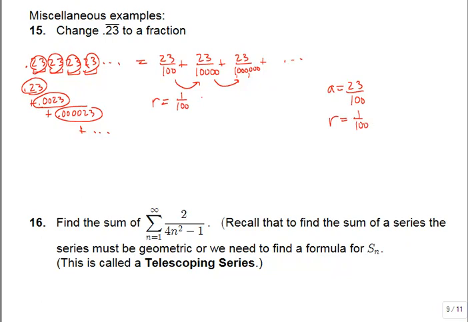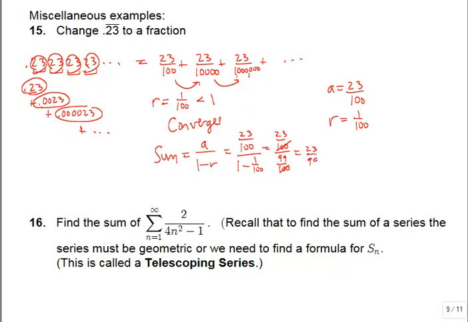And the fact that that is a fraction less than 1 means this converges. And if it converges, that means it has a sum. And since it's geometric, our sum formula for a geometric series is a over 1 minus r. Our a is 23/100ths, and our r is 1/100th. So this is going to be 23/100ths over 1 minus 1/100th, which is 99/100ths. So these 100ths are going to cancel when I multiply by the reciprocal, and we get 23/99ths. So 0.23 repeating is the fraction 23/99ths.